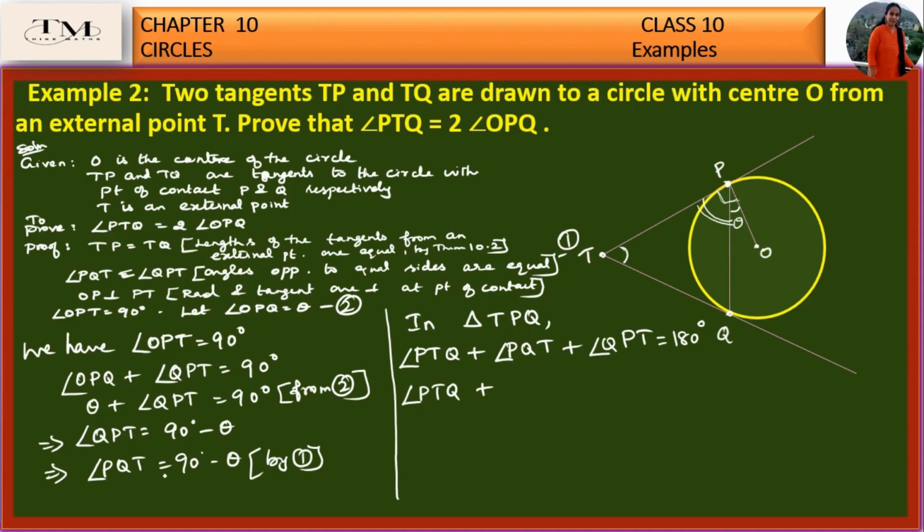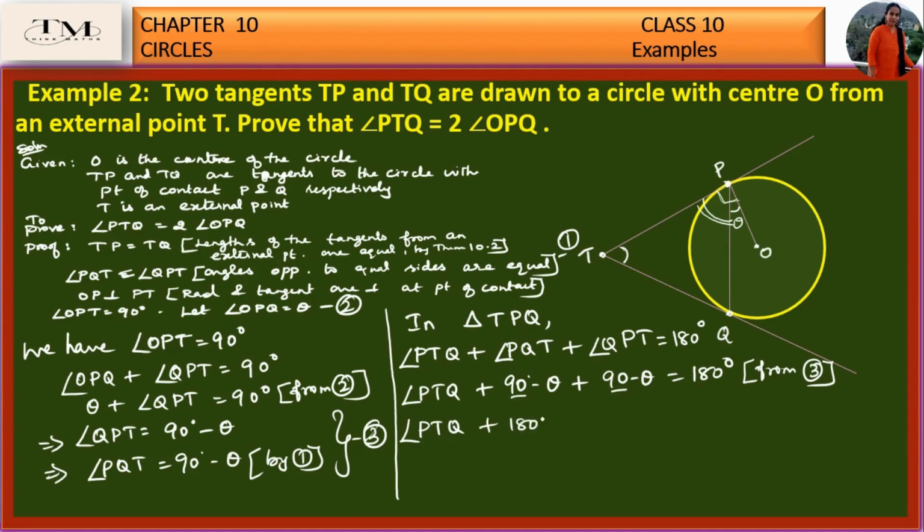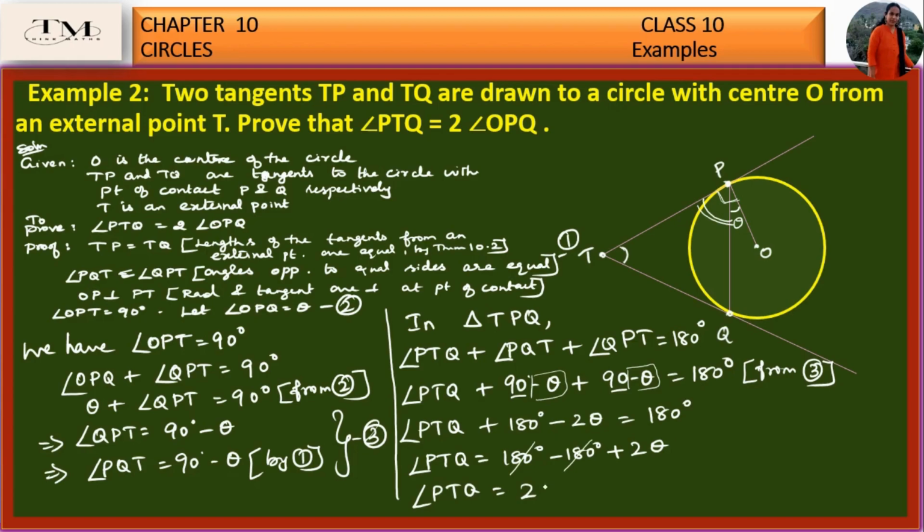What is PQT? PQT is 90 minus theta. What is QPT? It is also 90 minus theta. It is equal to 180 degree. So let us keep this as 3. So from 3, angle PTQ plus add both 90. 90 plus 90, it is 180. Add both minus theta and minus theta, so minus 2 theta, which is equal to 180 degree. So angle PTQ will be equal to 180 degree, bring everything to this side. So plus 180 will become minus 180. Minus 2 theta will become plus 2 theta. So this gets cancelled. So angle PTQ is equal to 2 theta.